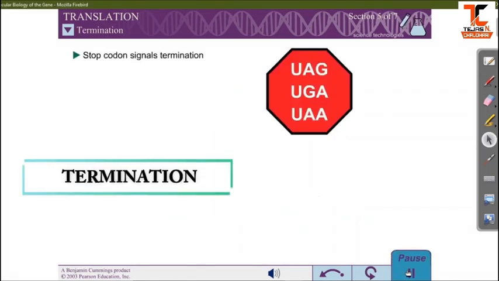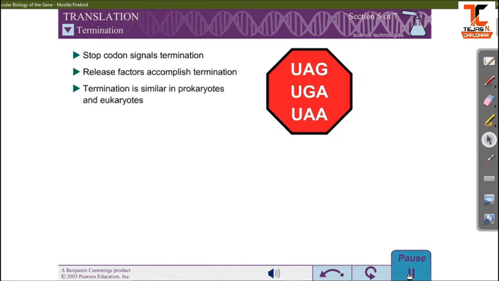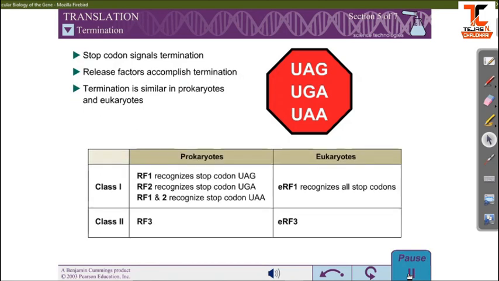Termination of translation is engaged when a stop codon on the mRNA enters the A site of the ribosome and is performed by release factors that recognize the stop codon. The mechanism of termination is similar in prokaryotes and eukaryotes and involves two kinds of release factors called Class I release factors and Class II release factors.